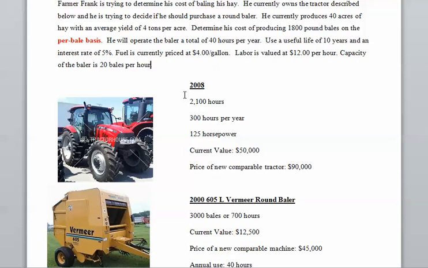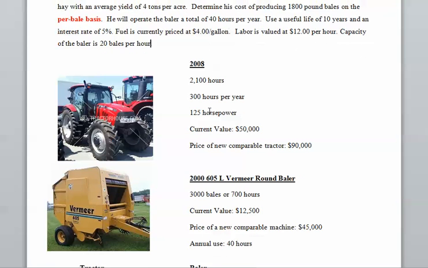The tractor is a 2008. It currently has 2,100 hours on it. We estimate an annual use of 300 hours. It's a 125 horsepower tractor. Value is $50,000. The price of a brand new comparable tractor is $90,000.